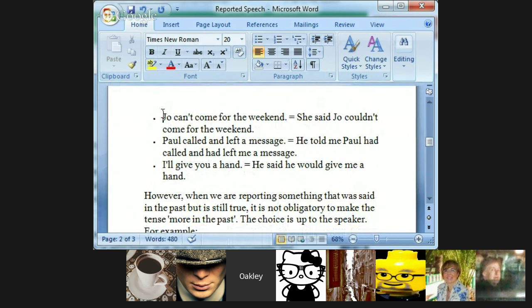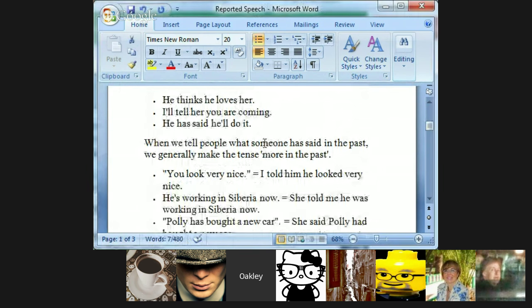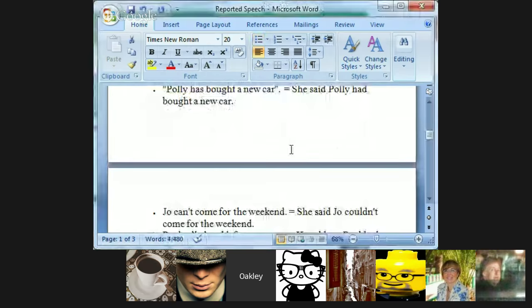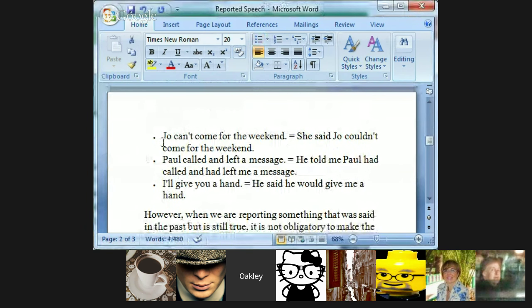Let's look at some more of these changes. This is called backshift. So if I talk about backshift, it's what I'm talking about.